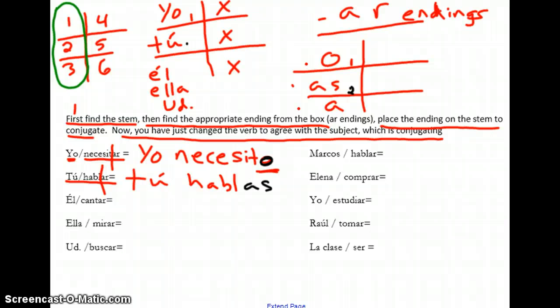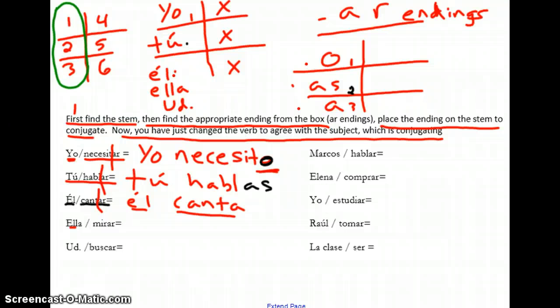Next one says él cantar, he sings. So let's write él. What box is that in? 3. Cant is our stem. I found that by getting rid of the AR. Él is in box 3. O, as, a is in box 3. A. Él canta. He sings.